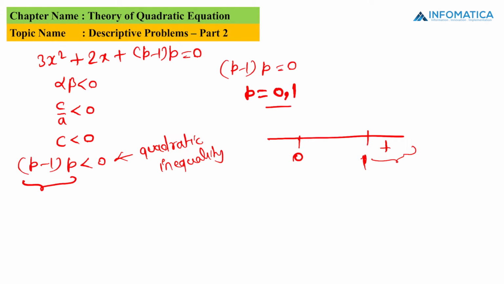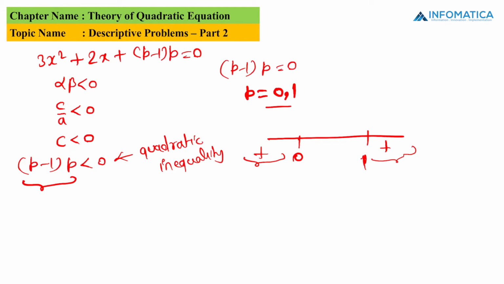So now let's talk about the values less than 0. Less than 0 means negative values. So here if I put a negative value, negative minus 1 gives negative, and p is also a negative number. Negative times negative always gives a positive number. So if I have a value less than 0, then definitely it will also give me positive results.